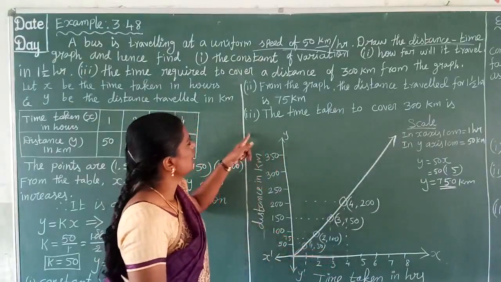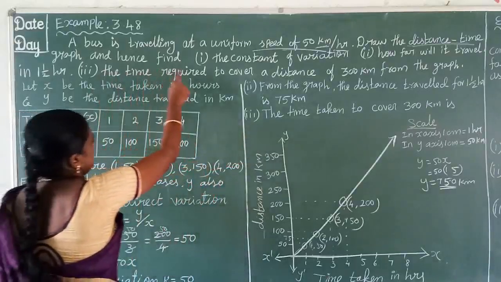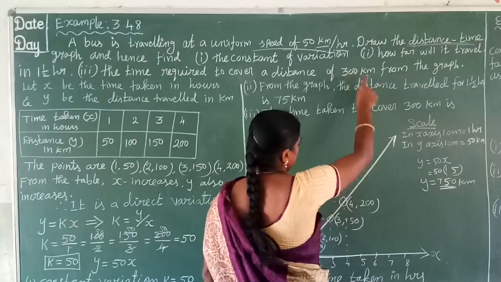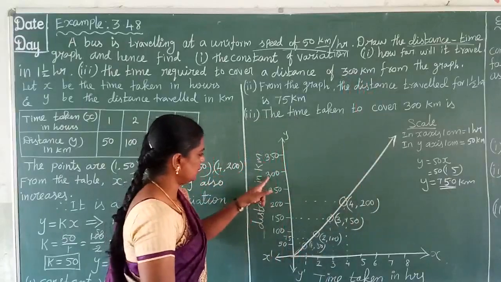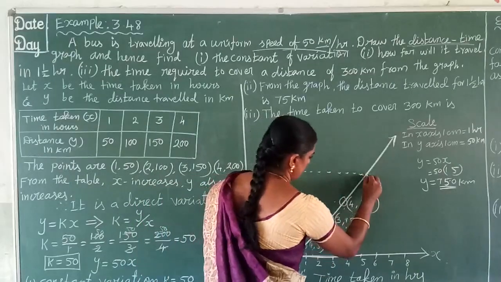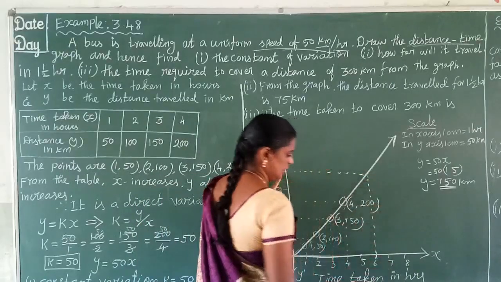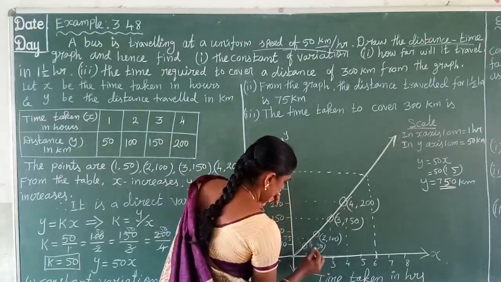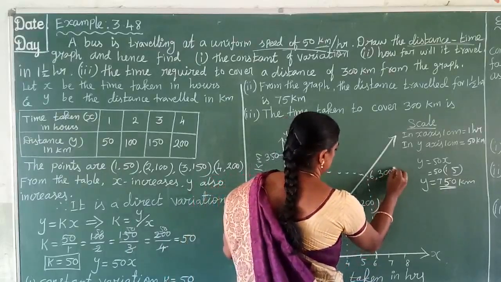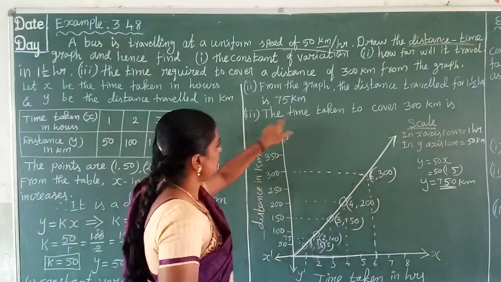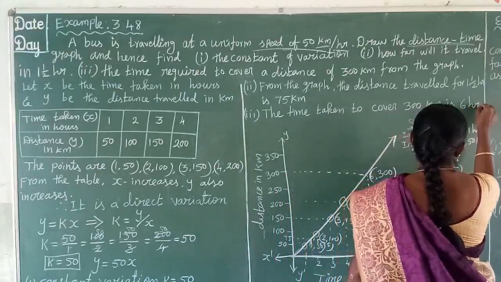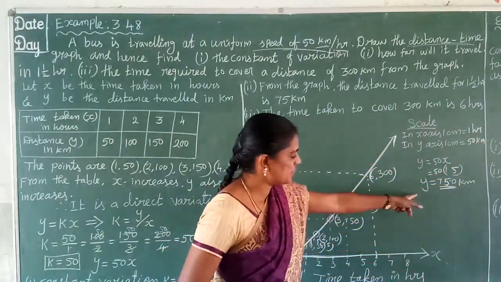Next, the third option: the time required to cover a distance of 300 kilometers from the graph. 300 kilometers is y. See the 300 kilometers; it meets at 6. So 6 hours. Here we take 1.5, 75, and here 6, 300. So the time taken to cover 300 kilometers is 6 hours.